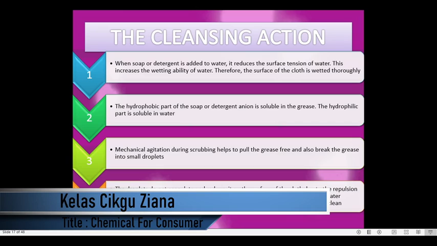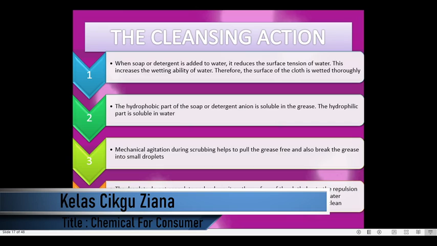Okay, number 2. The hydrophobic. Hydrophobic tadi tak suka air. So, detergent anion. Dia adalah bersifat anion yang mana soluble in the grease. So, hydrophilic pula. Soluble in a water. Okay. Number 3, mechanical agitation. Mesti ada perkataan ni in your explanation. Okay, mechanical agitation during scrubbing. Apa tu scrubbing? Kamu gosok, kamu tenyih kan? Helps to pull the grease free and also break the grease into small droplets. So, bila kamu gosok baju kamu, so maksudnya grease dengan oil tadi dia akan pecah kepada small droplets.